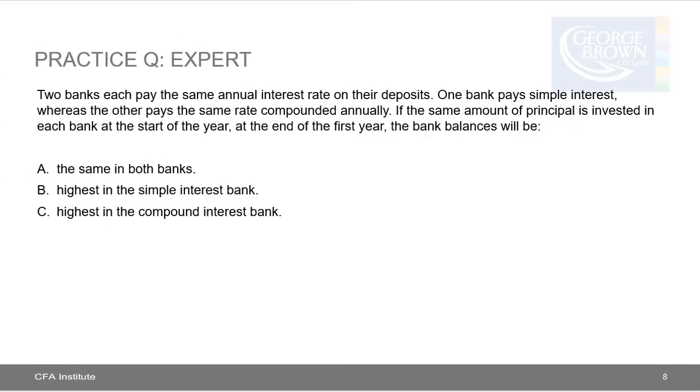So just a quick practice question from the learning ecosystem to check our understanding. This is classified as an expert question. 2 banks each pay the same annual interest rate on their deposits. One bank pays simple interest, whereas the other bank pays the same rate compounded annually. If the same amount of principal is invested at each bank at the start of the year, at the end of the first year, the bank balances will be A, the same in both banks, B, highest in the simple interest bank, or C, highest in the compound interest bank.